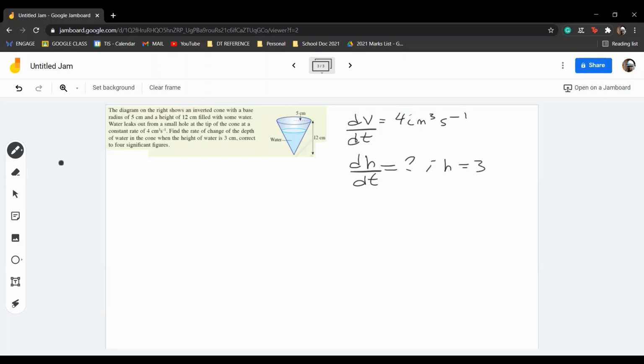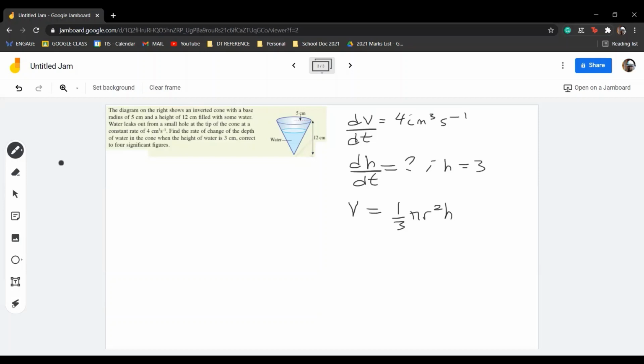First of all, you need to recall the volume of a cone. The volume of a cone is 1 over 3 pi r square h. If you notice, there are two different unknowns here. Our main aim is to convert the r in terms of h, because we are working with the subject of h here, not r. So how do we convert?